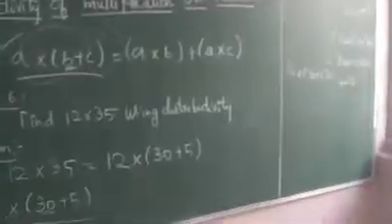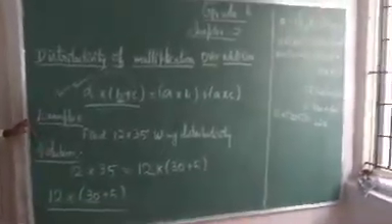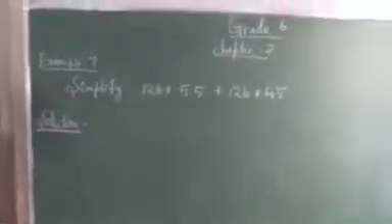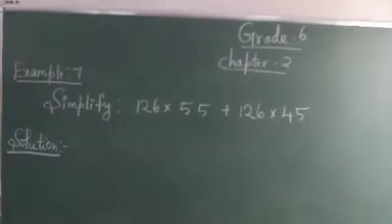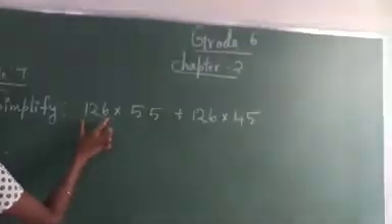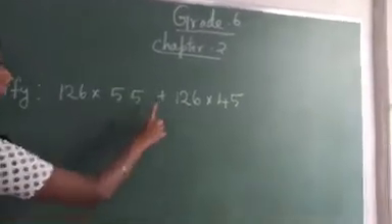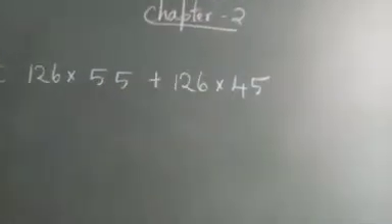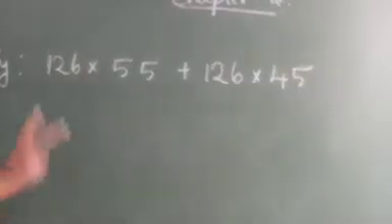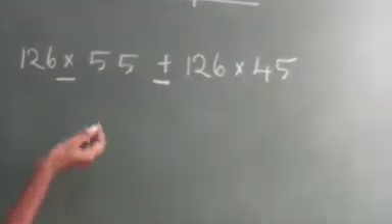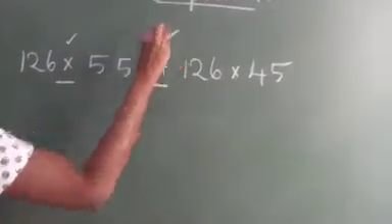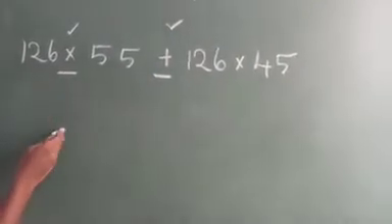So now one more example that we will see. Now you see the second example sum. See here, you have to simplify these numbers. So 126 into 55 plus 126 into 45. See here, two operations are involved. One is the multiplication and another one is the addition. So if two operations are involved, we can use the distributive property.